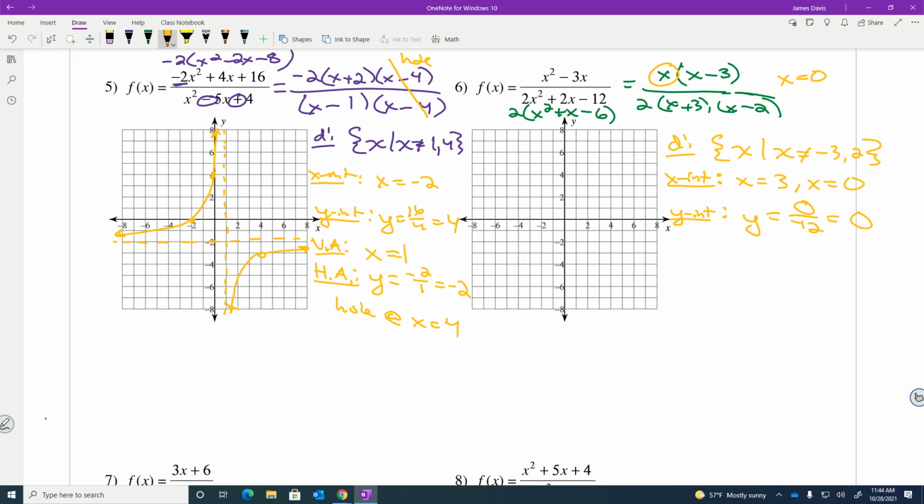Vertical asymptotes will make the denominator 0. There was nothing that canceled, so it's just going to be the same as we excluded from our domain: x equals negative 3 and x equals 2 make that 0. For the horizontal, look at the original one. Their powers are the same, right? They're both squares. So it's going to be the ratio of their coefficients, 1 over 2. And there was nothing that canceled, so there are no holes.